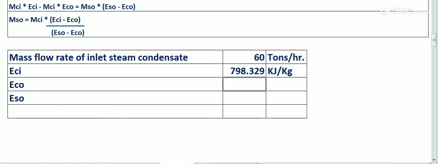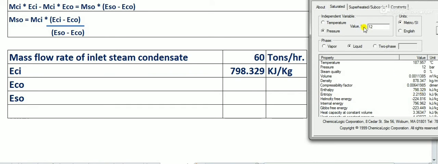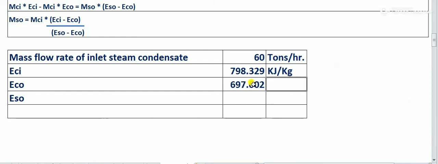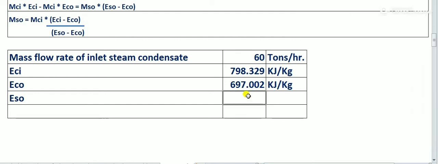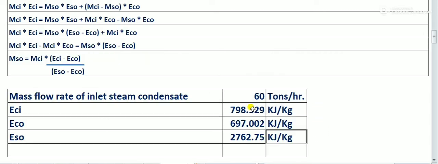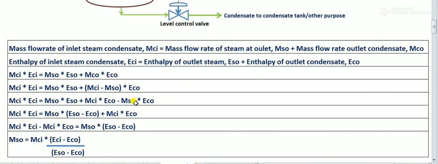So the enthalpy of steam condensate at outlet, that is the 7 bar steam we have, right? The enthalpy is 697.002, from the saturation steam table. Then the saturated steam at the outlet is in the vapor state, so the 7 bar steam enthalpy is 2762.75.